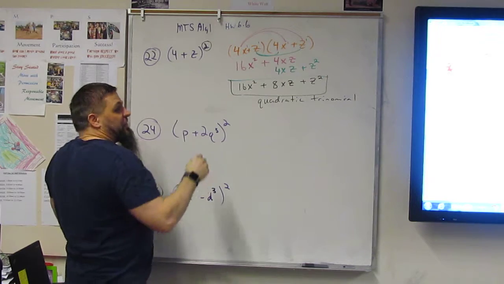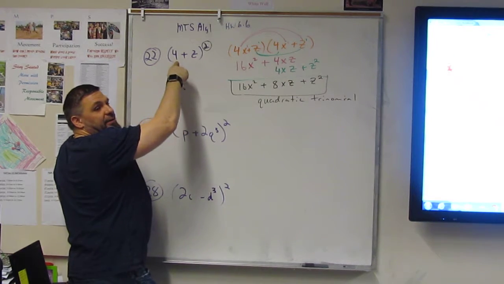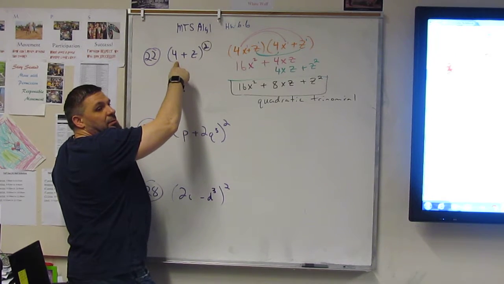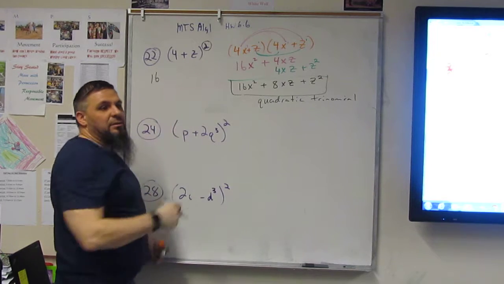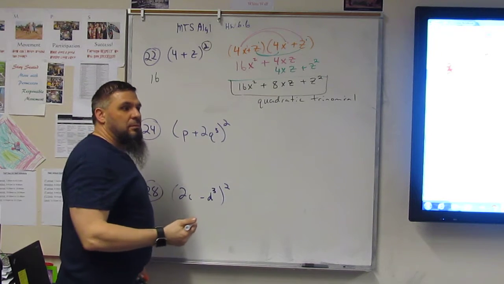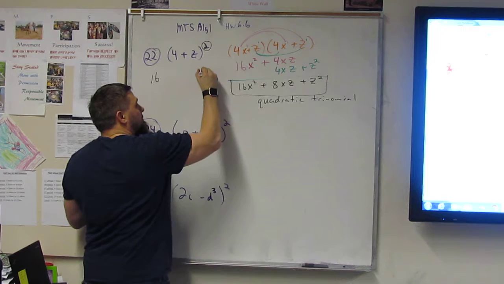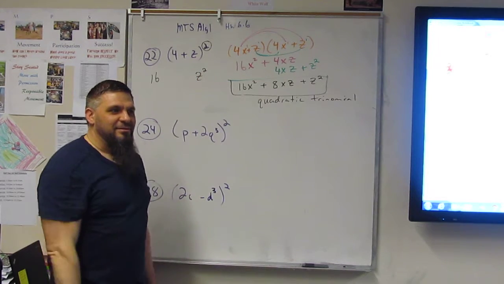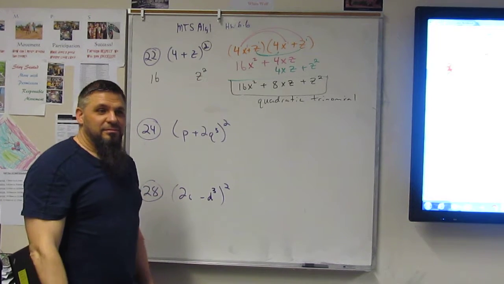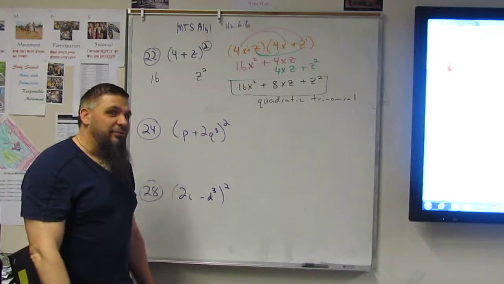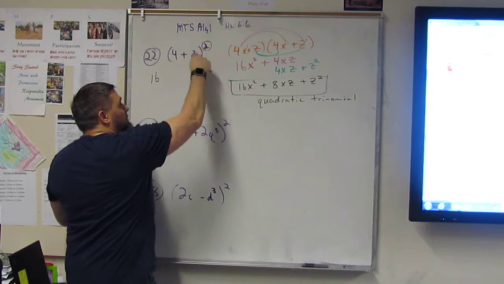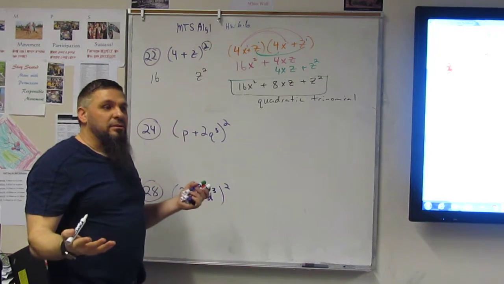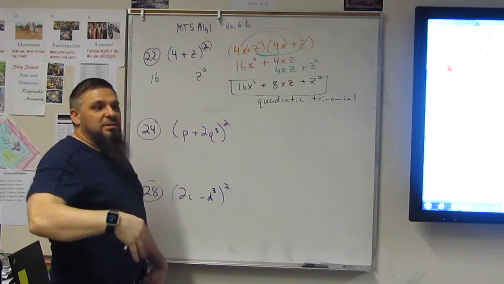Okay? So, what is this squared? What's 4 squared? 16. Okay? What is z squared? It's z squared, right? That was my French. Sorry, bad French. Z squared, right? So you squared it, it's z squared. That's it. Okay? So z times z is z squared.